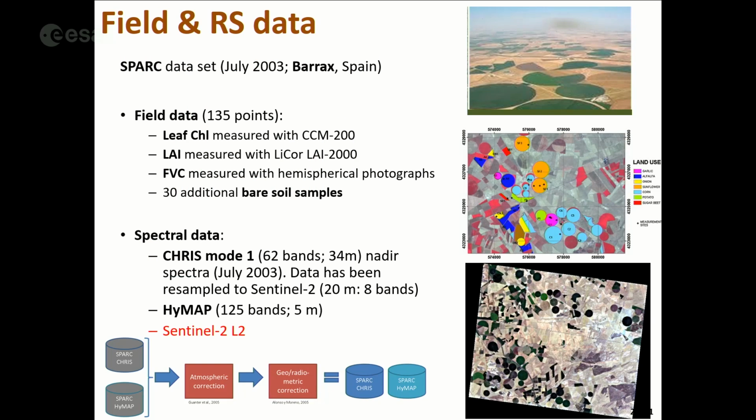So let's go to the exercise, and I will focus on 3 variables, so leaf chlorophyll content, leaf area index, and fractional vegetation cover. So we use a CHRIS satellite, which looks like this. It's a kind of hyperspectral image. It has 62 bands, and the pixel size is up to, if I remember well, 34 meters. So basically, you could compare it like a simpler or smaller version of Sentinel-2.